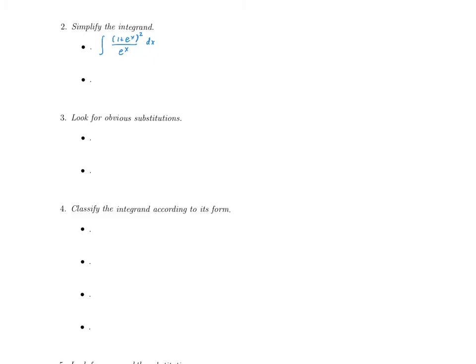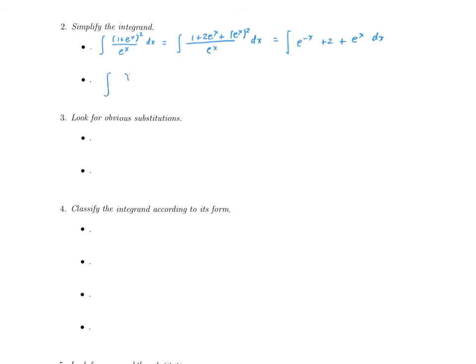There are several approaches, but I think one very efficient approach is to just algebraically expand the numerator: 1 plus 2e to the x plus e to the x squared. Once we have done this simplification, we can simply break this up into 3 separate integrals. So I will leave it as e to the minus x plus 2 plus e to the x, but note each one of these functions is very reasonable to antidifferentiate.